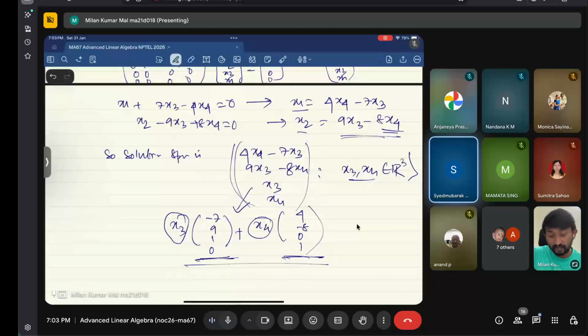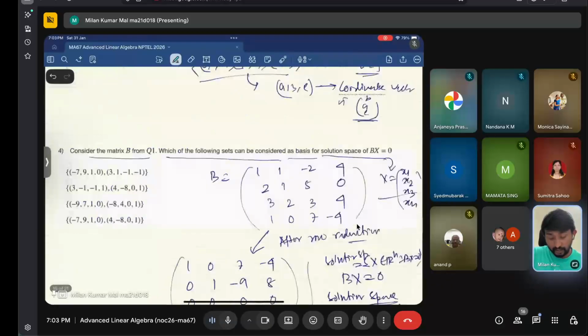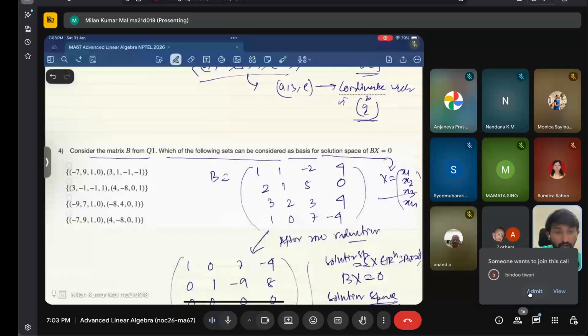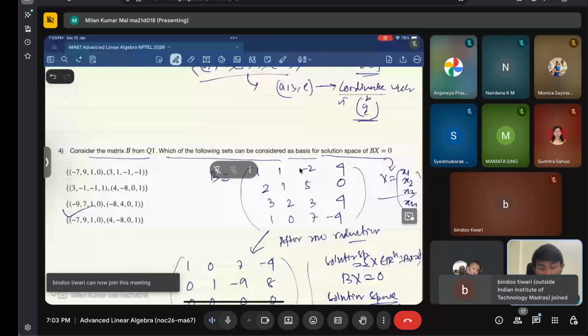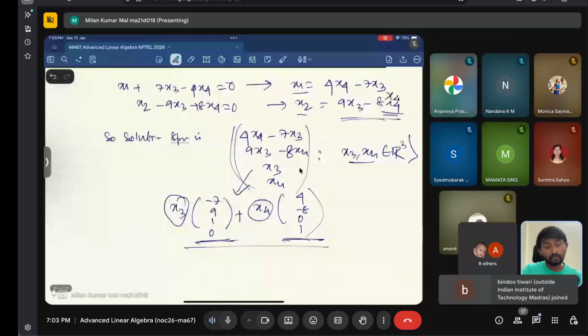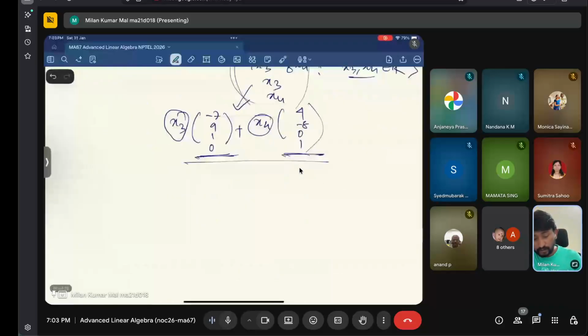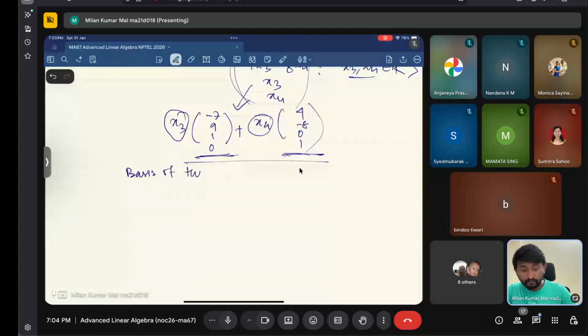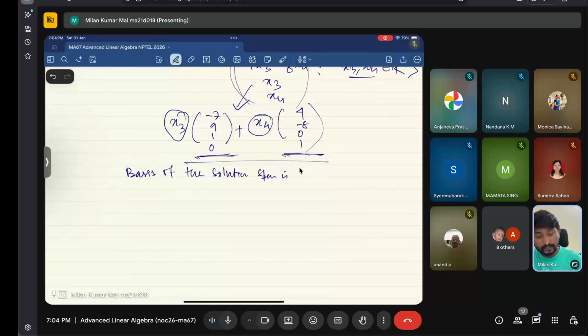Let me check the answers if it is correct. Minus 7, 9, 1, 0. Yeah, here it is matching. 4 minus 8, 0, 1. Yeah, so therefore the basis of the solution space is, you can take minus 7, 9, 1, comma 0 and 4 minus 8, 0, comma 1. This is the basis.